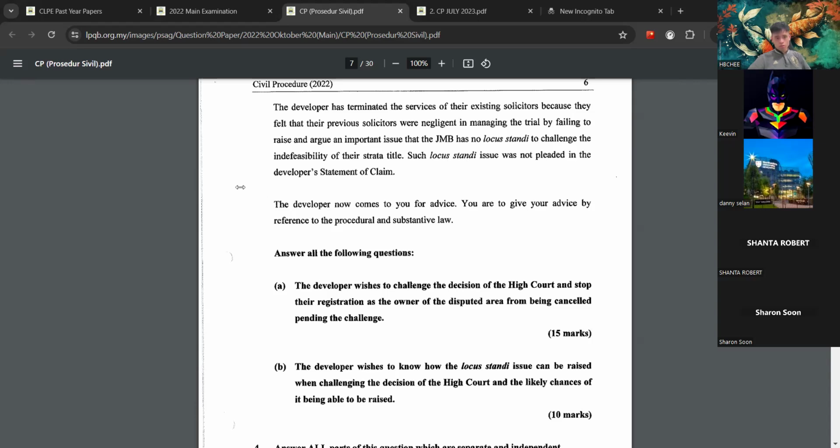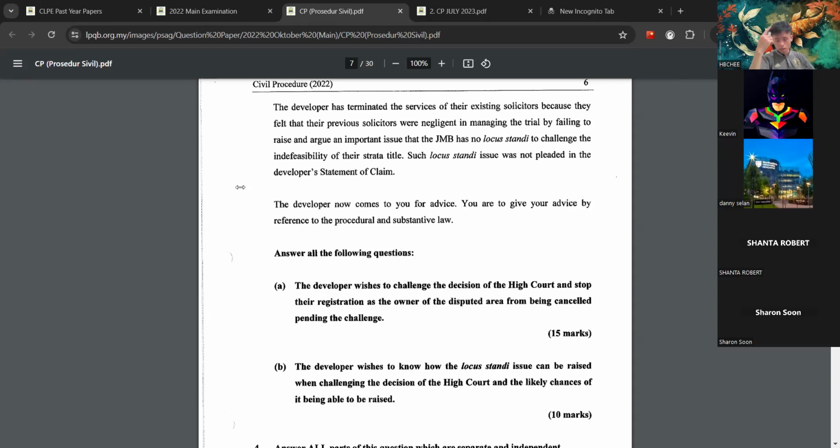For the case raised by Cindy, maybe your answer is correct because I didn't study this case, but based on the keyword in the question, the issue of local standard was not pleaded in the statement of claim by the developer. So this question is asking you whether this can be raised in an appeal. Of course, yes. Ladd and Marshall principle: not available during the trial suffices.